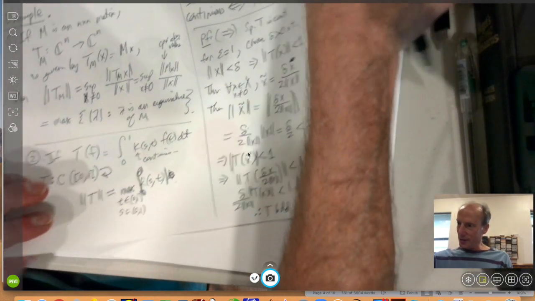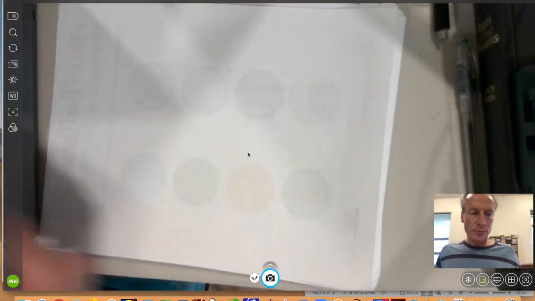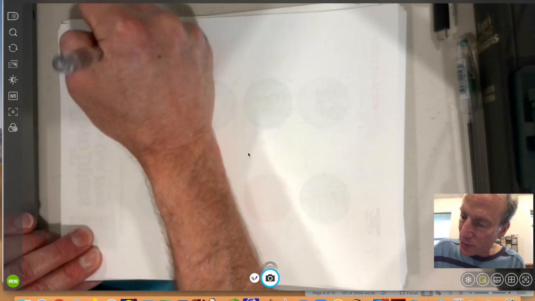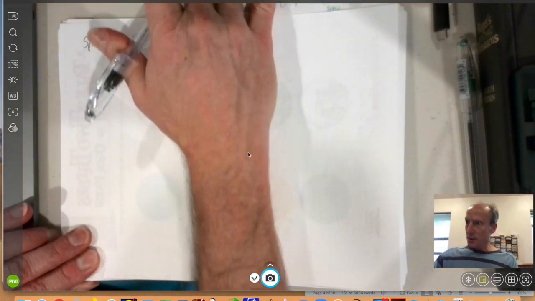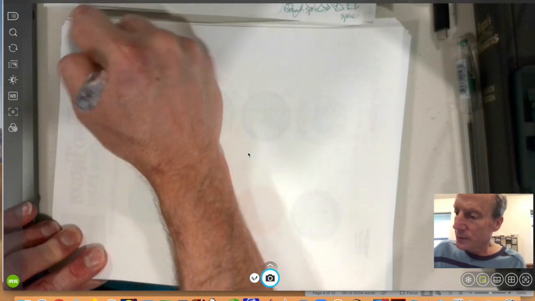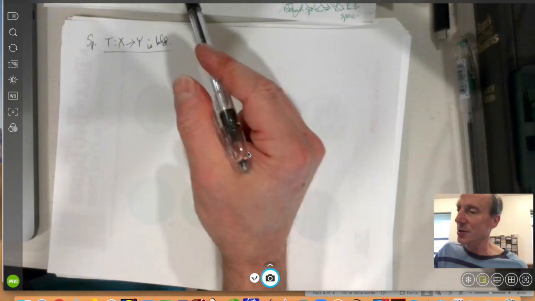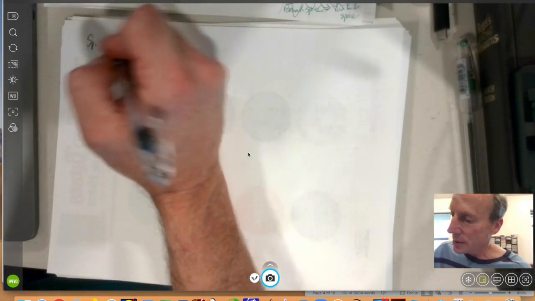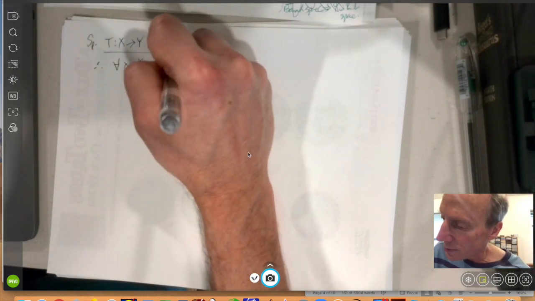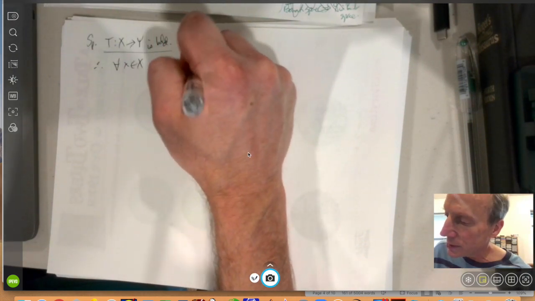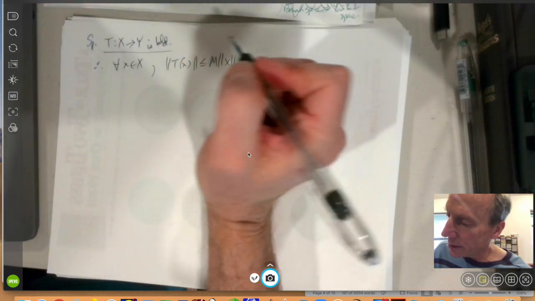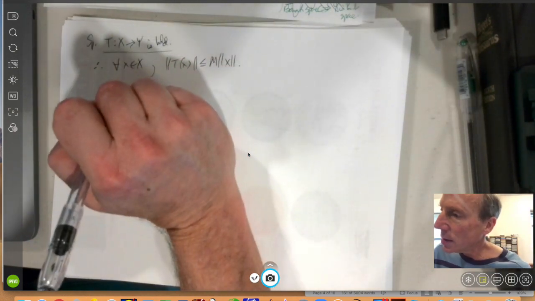Now let's go the other way around. So suppose T from X to Y is bounded. So before, we were given it as continuous and we proved it was bounded. Then, for all x in X, the norm of Tx is less than or equal to M times the norm of x.